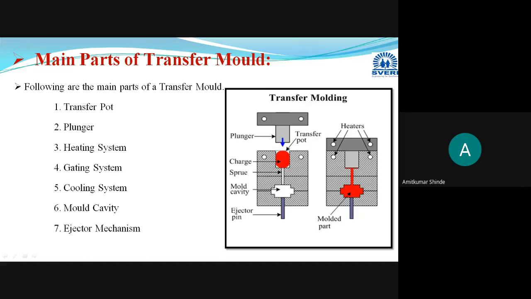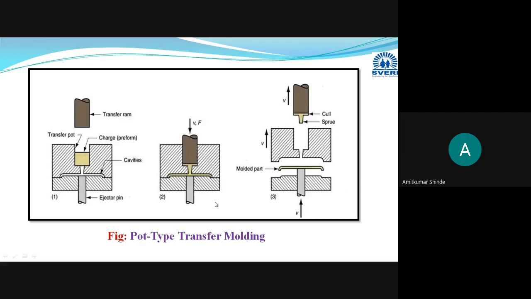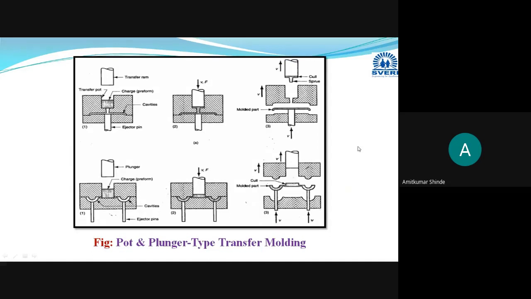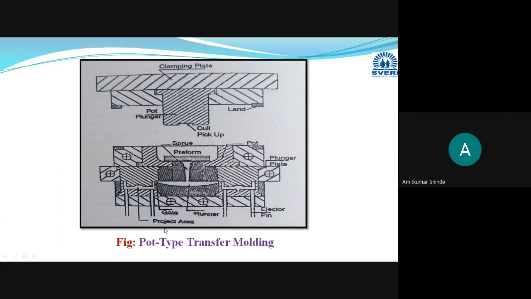This is the design of the transfer mold. Its different parts. You have to draw this diagram, indicate the different parts, and mention their functions. Main parts will be: transfer pot, plunger, heating system, gating system, cooling system, mold cavity, and ejector mechanism. Then the working principles for pot type transfer molding process and plunger type transfer molding process. Then the comparison of pot type and plunger type transfer molding process.